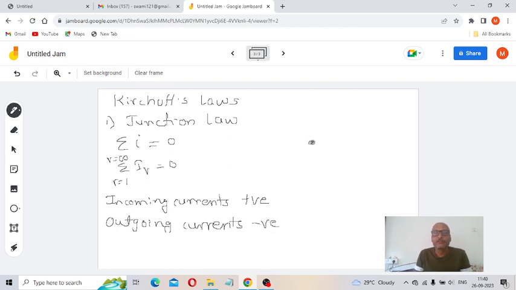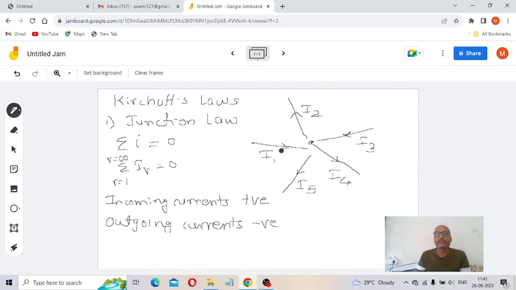So this is one junction. There are many branches from this junction: I1, I2, I3, I4, I5. Five branches are there. In total, 2 currents are incoming, I1 and I3, and 3 currents are leaving the junction.